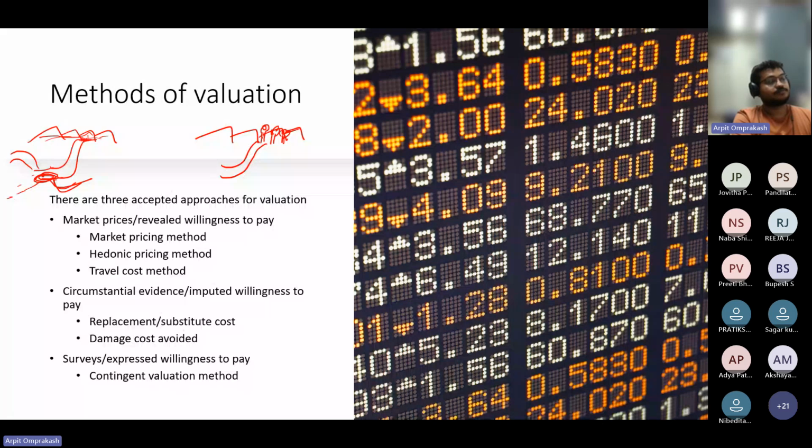Then we learned about the different methods of valuation that we can use to get at a monetary value for biodiversity. The market prices method, where we basically get the exact willingness of people to pay, how much money they want. The circumstantial evidence method, where we basically estimate the cost indirectly, so the imputed willingness to pay. And surveys, which is basically the expressed willingness to pay: this is how much I want, how much I think that should cost, and things like that. That's all. Does anyone have any questions?